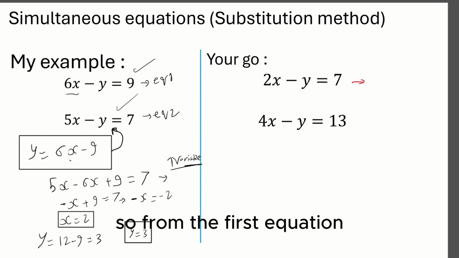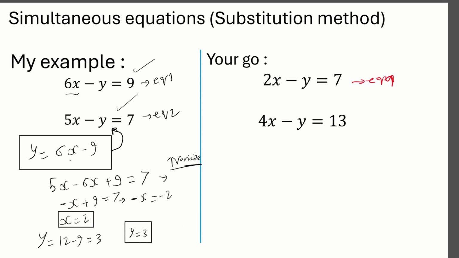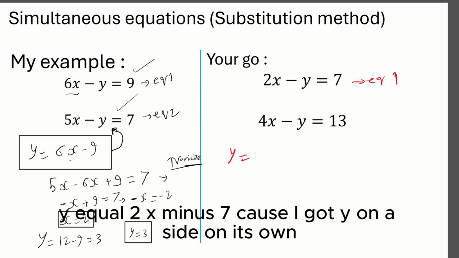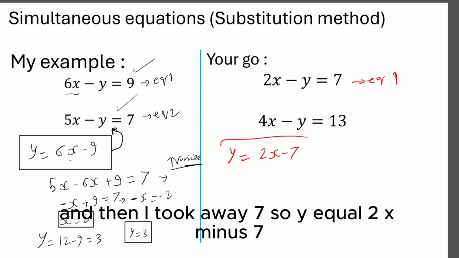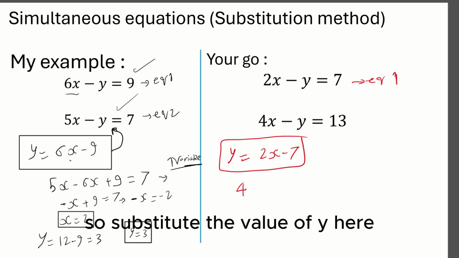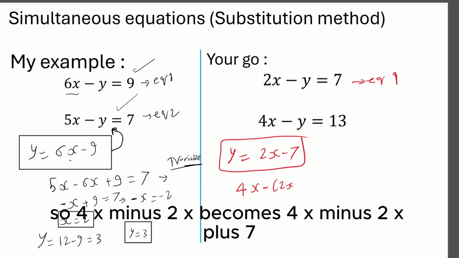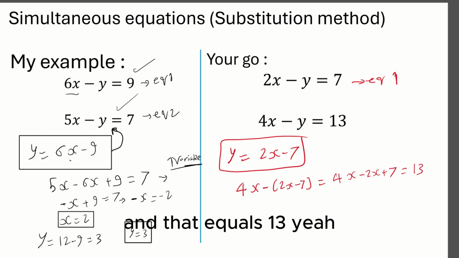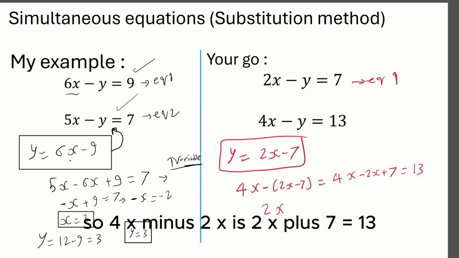So from the first equation, let's go with y equals 2x minus 7, because I got y on a side on its own, and then I took away 7, so y equals 2x minus 7. Now let's put that in the second equation. So substitute the value of y here. So 4x minus 2x plus 7 equals 13. So 4x minus 2x is 2x plus 7 equals 13.